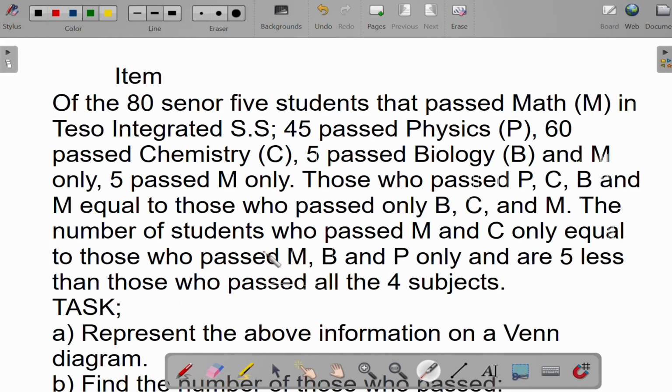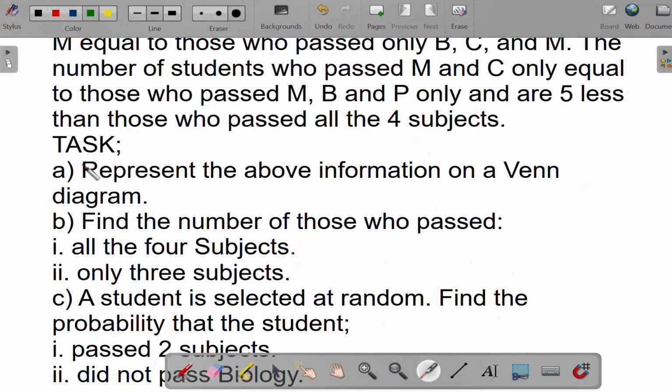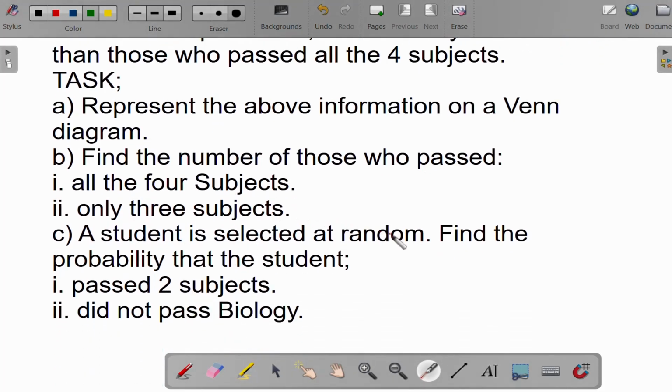Then down here we have our task. Part A, represent the above information in a Venn diagram. Part B, find the number of those who passed: Roman number 1, all the 4 subjects; Roman number 2, only 3 subjects. Then part C, a student is selected at random. Find the probability that the student, Roman number 1, passed 2 subjects; Roman number 2, did not pass biology.